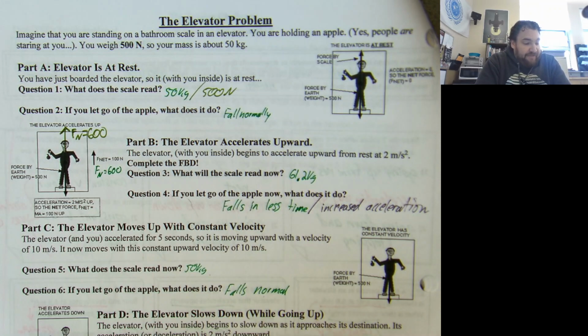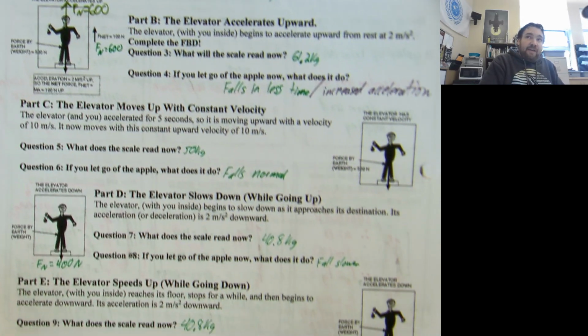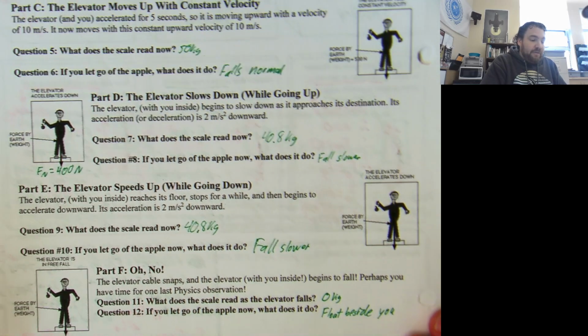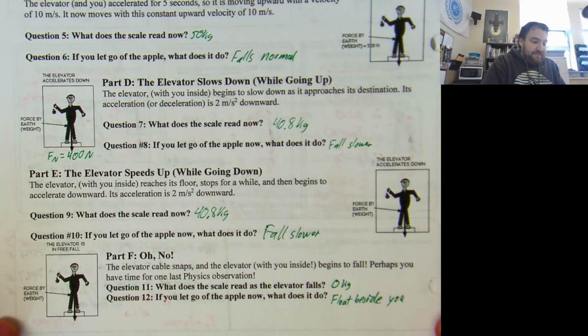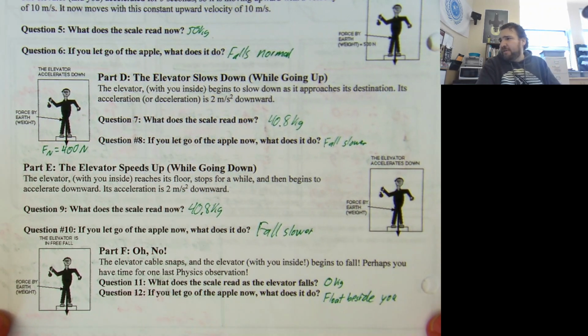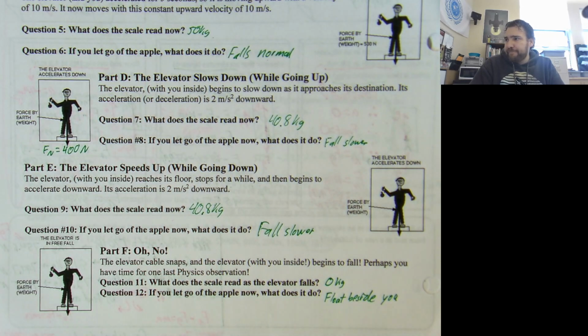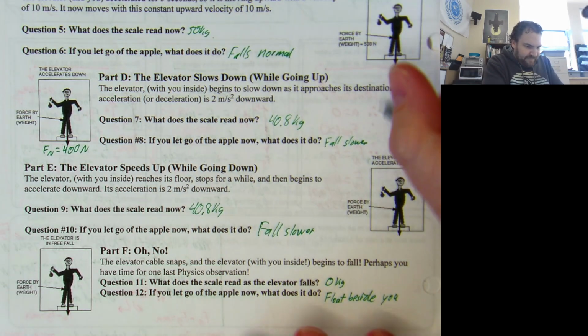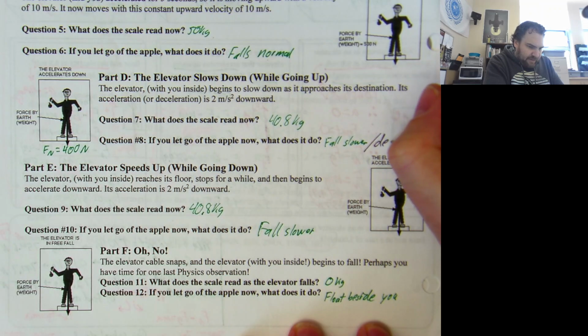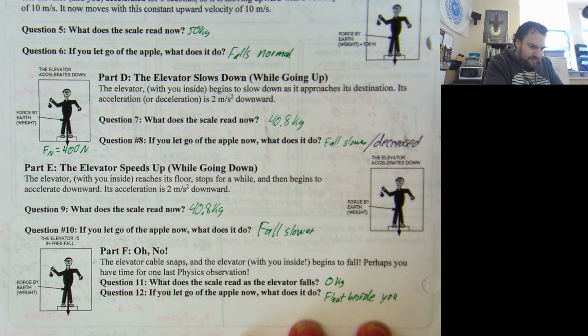We will get to part F. There was a significant amount of debate regarding part F from that back table last week. Okay, if there's no questions on the top part, here's the bottom part. Questions part D through part F. Decreased acceleration.